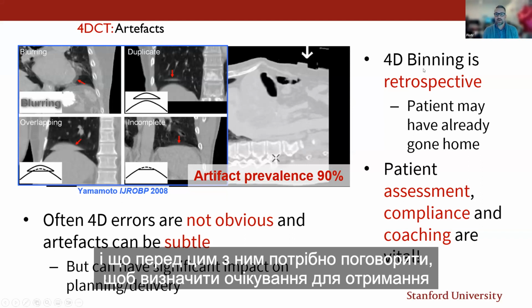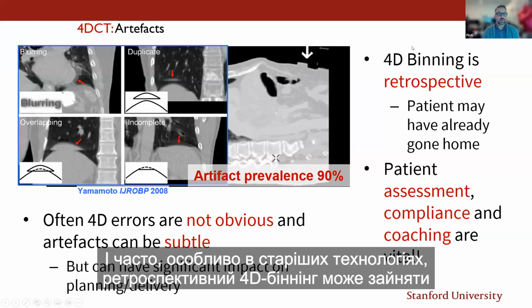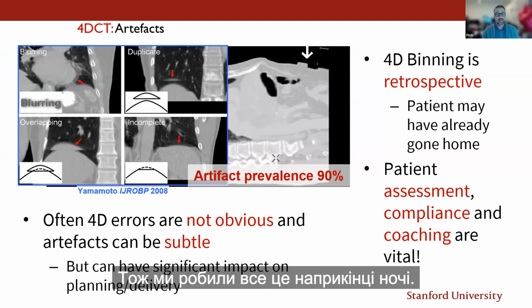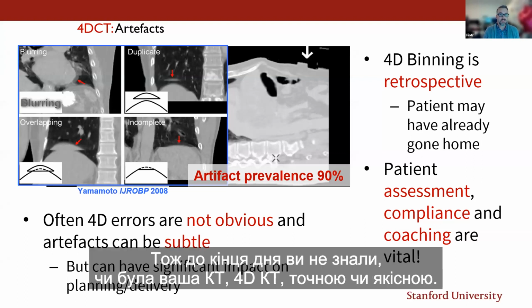And often, especially in older technology, the retrospective 4D binning can take a long time. We used to have a very old scanner that would take literally most of the day to process, so we would do them all at the end of the night. You wouldn't know until the end of the day if your 4D CT scan was accurate or was good.